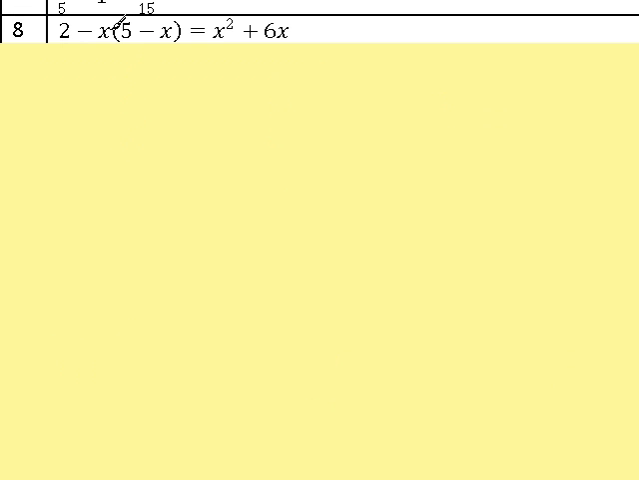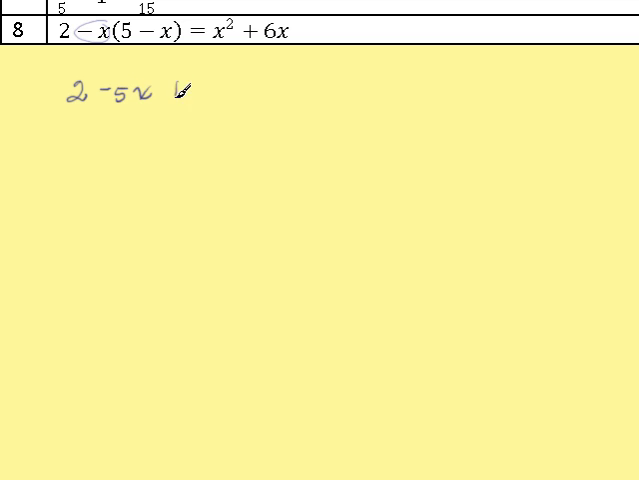In number 8, we're going to start by multiplying through by this negative x through the parentheses to open up parentheses. So we have 2 times minus 5x plus x squared is equal to x squared plus 6x. And we're just going to subtract off this x squared from both sides. All right, so we have 2 minus 5x is equal to 6x.